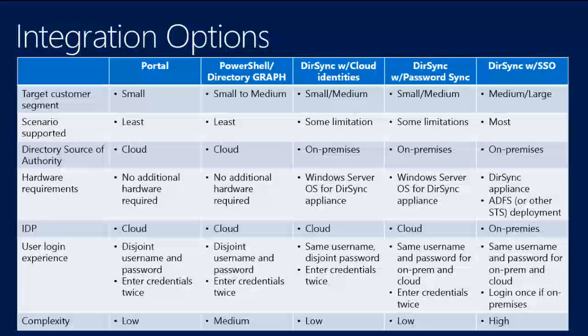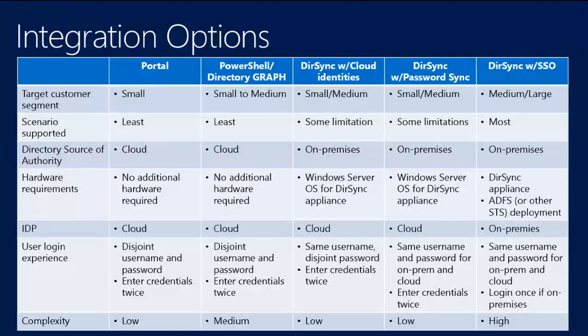So if you're looking at Exchange migrations, for example, you're a larger organization, and you want to take a little bit of time to migrate those mailboxes. Your C-level folks can't go yet. Your legal folks can't go yet. DirSync enables that scenario where you can transition mailboxes over time. And so that's why you see the scenario supported. It moves from least to some limitations. In this particular case, what the DirSync with cloud identities and DirSync with password sync don't give you is true single sign-on. So that's why you see a difference in those columns.